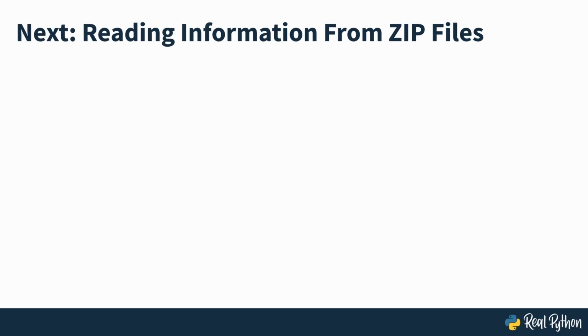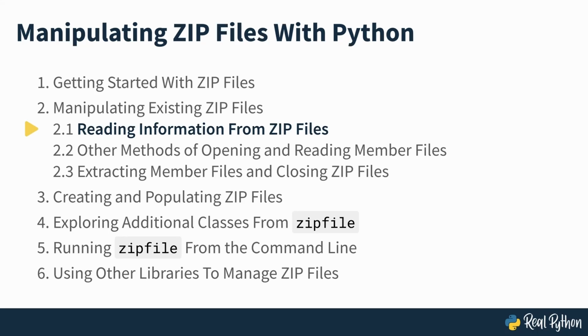In the next section of the course, you'll see how to read information and files from zip files. Reading information from zip files. In this section of the course, you'll see a number of methods for reading information from zip files, starting with how to read metadata. You've already put printdir into action. It's a useful method that you can use to list the content of your zip files quickly.